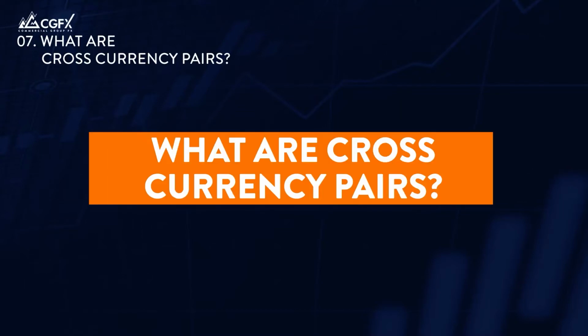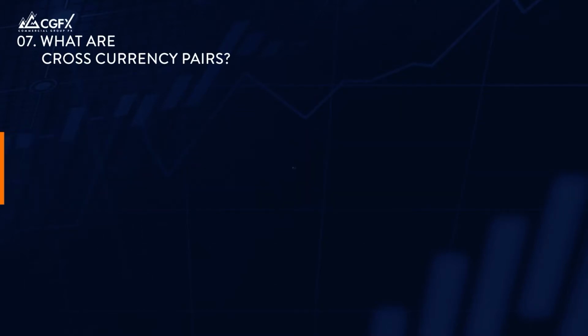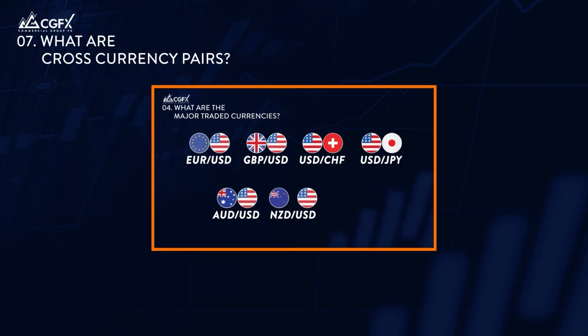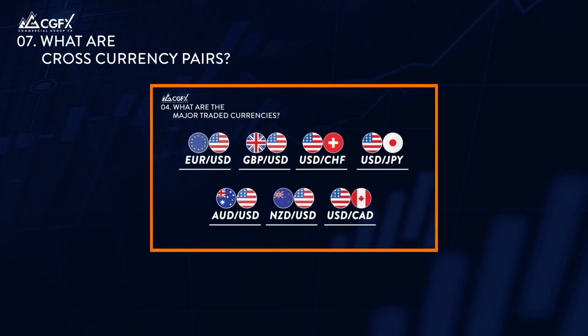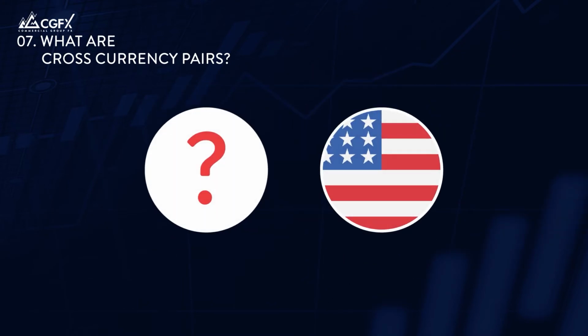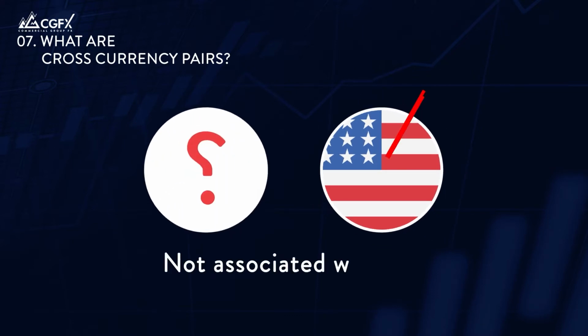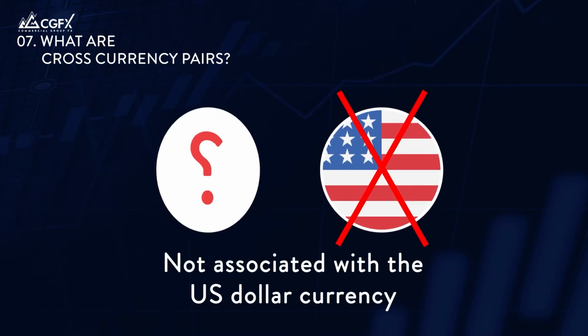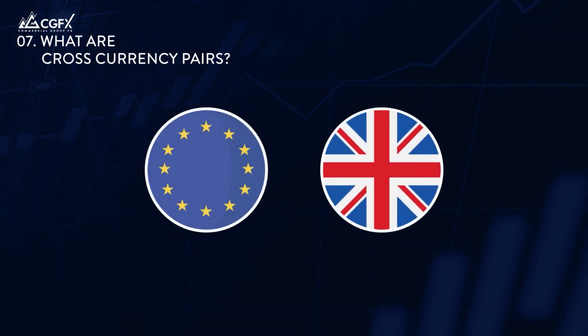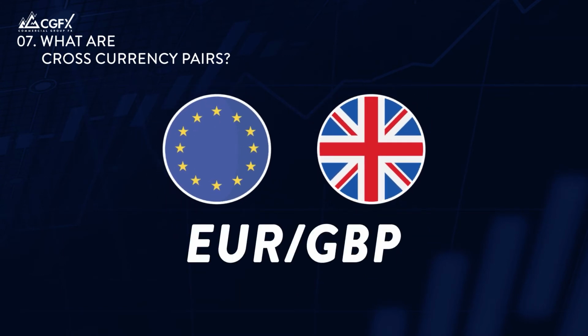What are cross-currency pairs? In the previous video, we learned about major currency pairs. Now it's time to look at crosses. Minor currency pairs, or crosses, refers to a pair of currencies that is not associated with the US dollar currency. For example, Euro to Great British Pound.